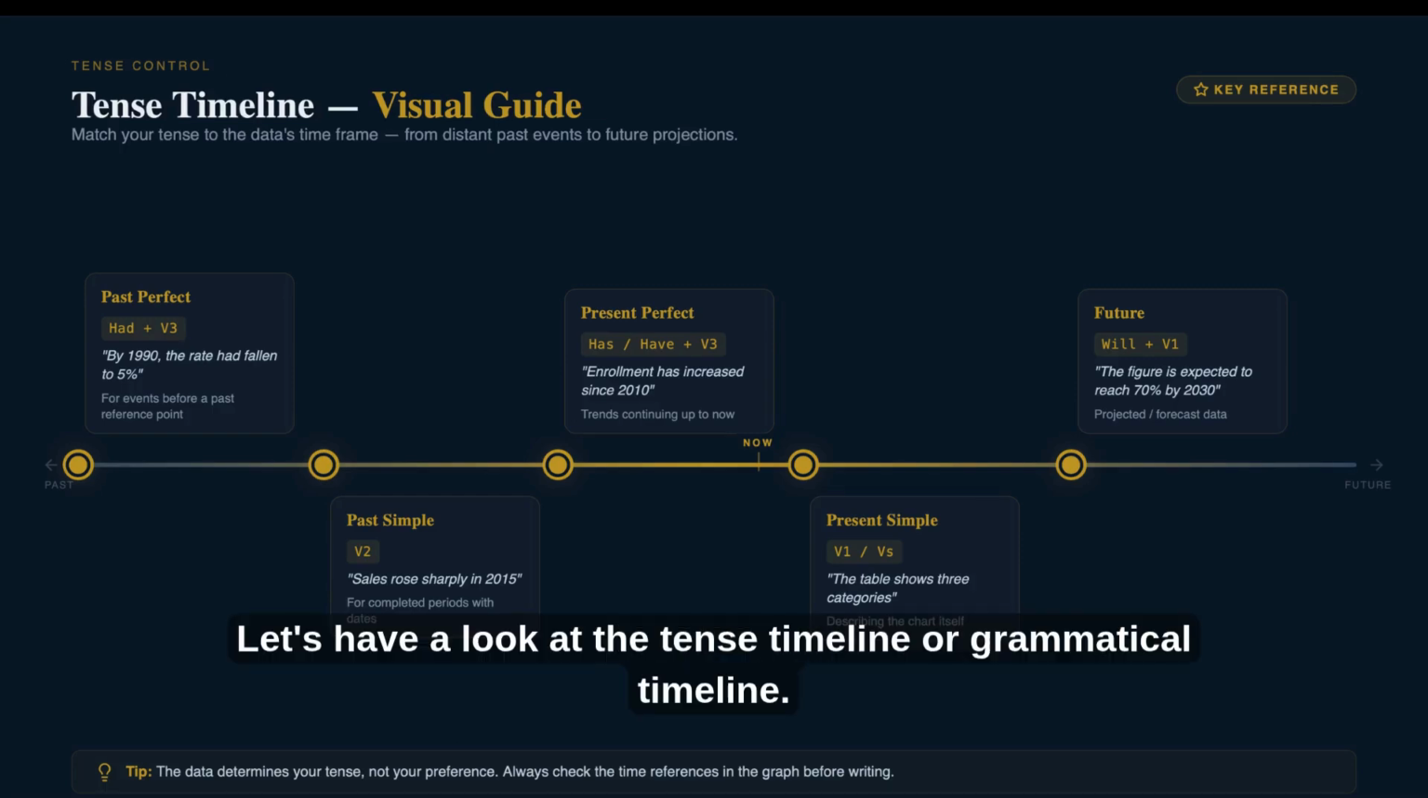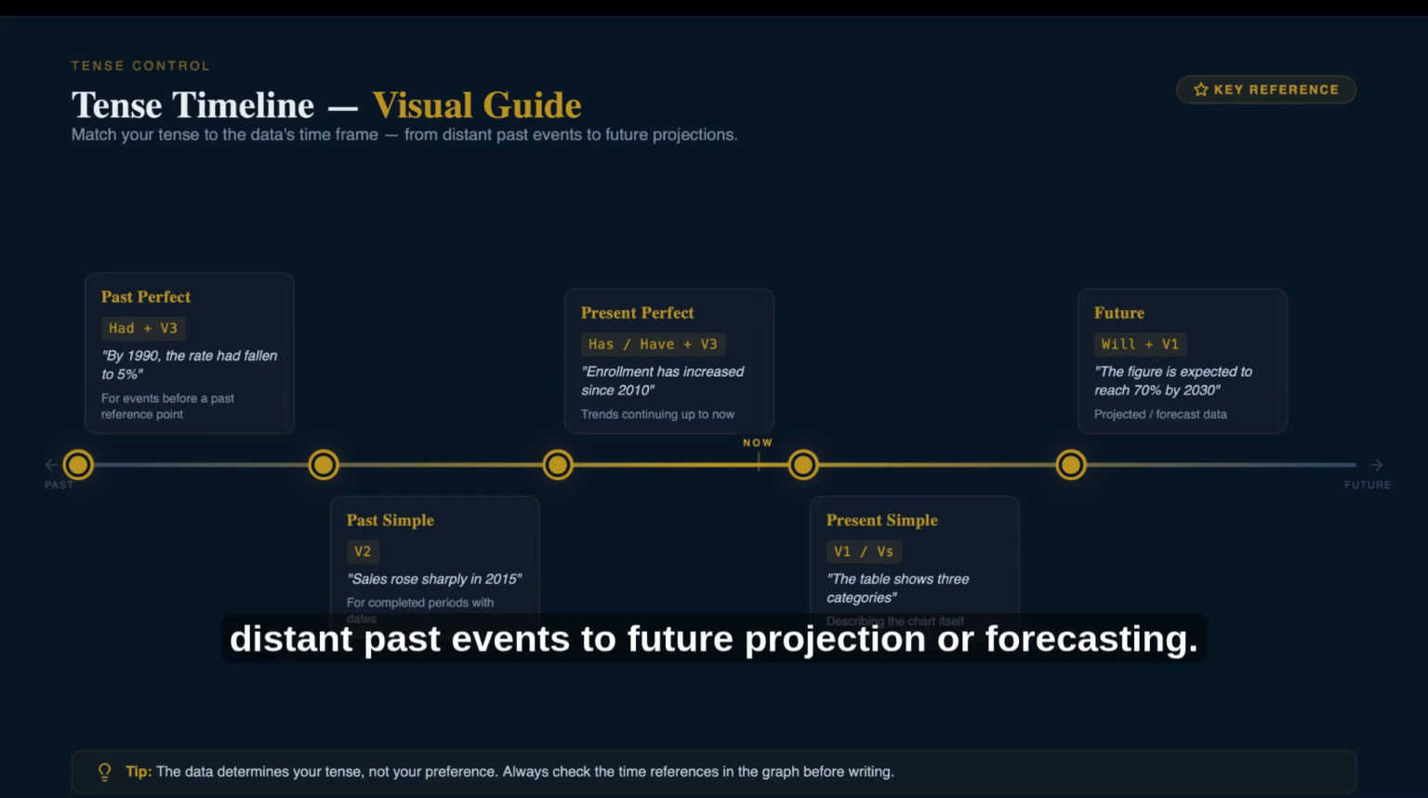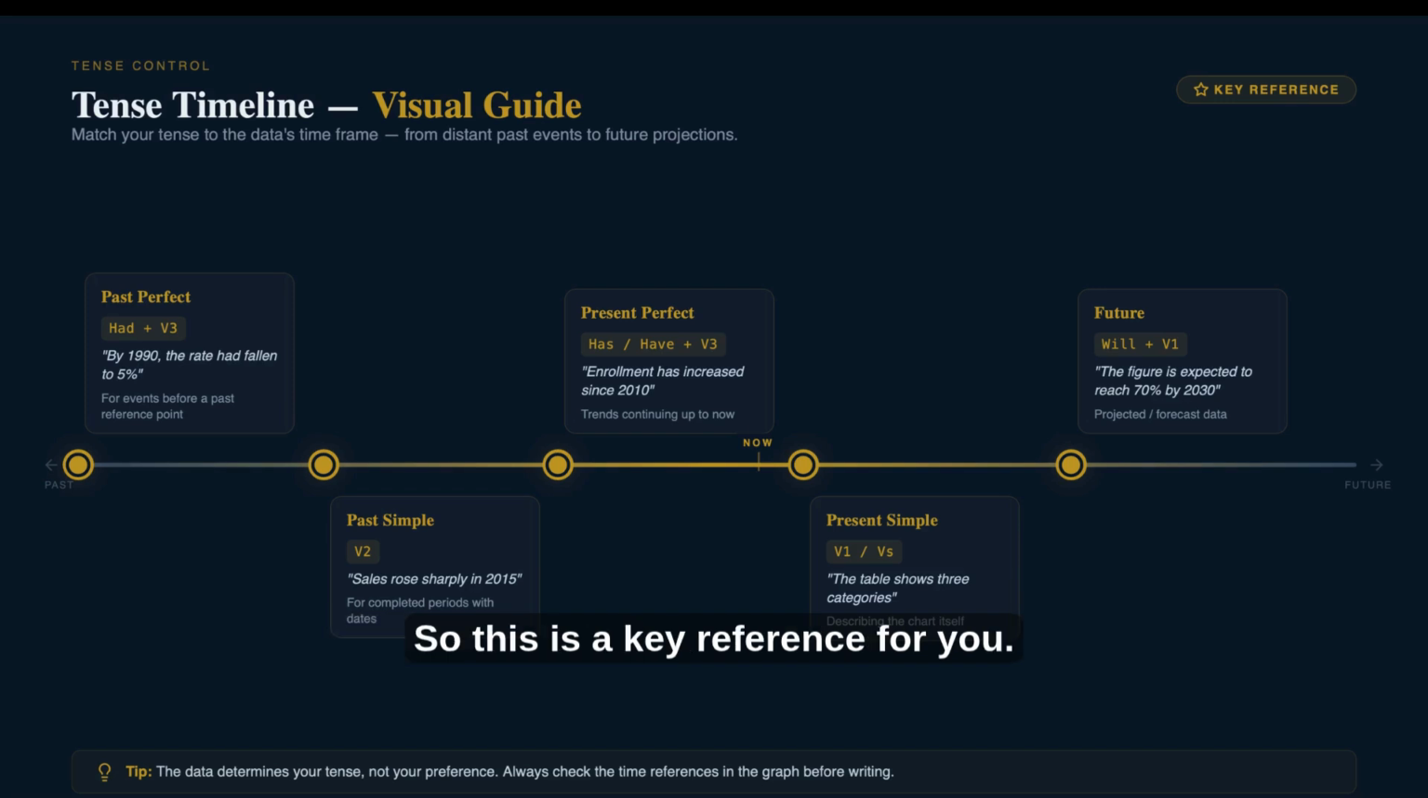Alright, let's have a look at the tense timeline or grammar timeline visual guide. It has you match the tense to the data time frame, from distant past events to future projection or forecasting. So this is a key reference for you. You can come back later.